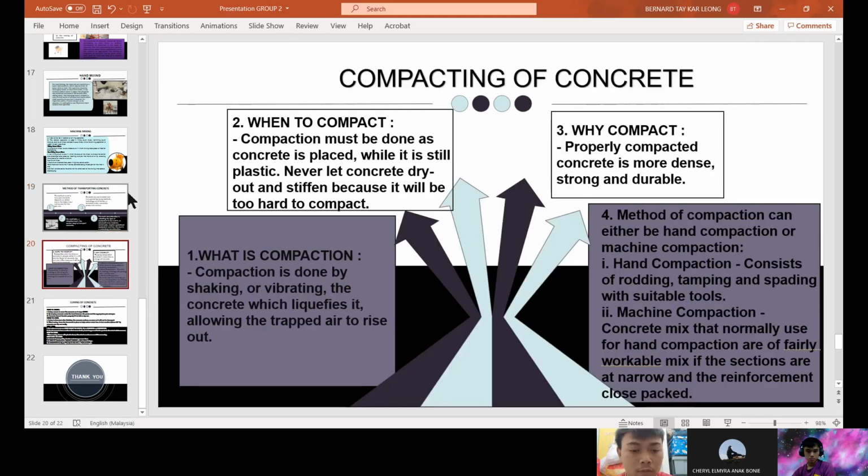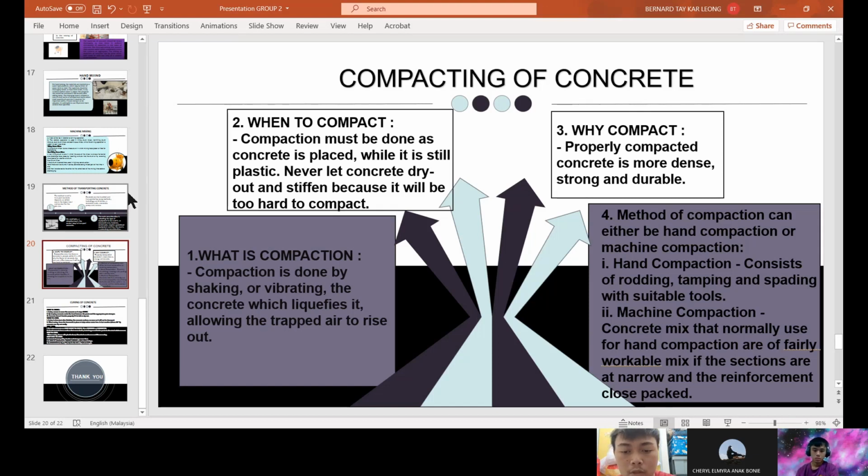Compacting of concrete. First, what is compaction? Compaction is done by shaking or vibrating the concrete, which liquefies it, allowing the trapped air to rise out. When to compact? Compaction must be done as concrete is placed while it is still plastic. Never let concrete dry out and stiffen because it will be too hard to compact. Number 3, why must we compact? Properly compacted concrete is more dense, strong, and durable.